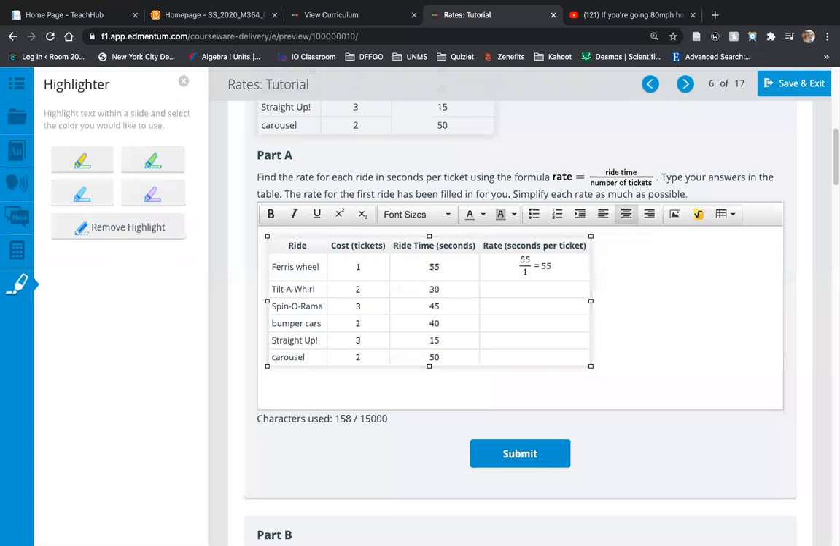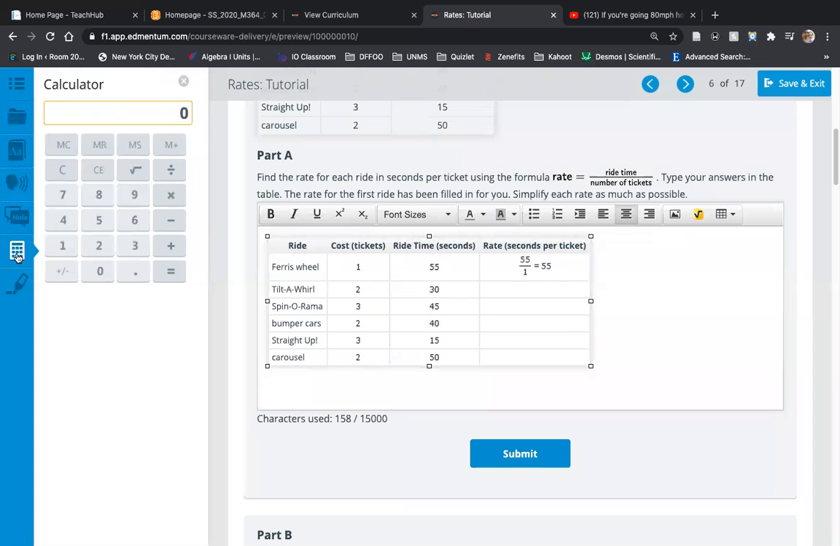So they gave you the first one. For the Ferris wheel, it's 55 seconds divided by one ticket, and then you just have to divide it. 55 over 1 equals 55. I believe there is also a calculator function built into Edmentum here, so you can click on calculator and do your math right on the left-hand side over here. So you would just do 55 over 1 equals 55. You're going to do those for this section here, and then you're going to move on to the rest of the questions.